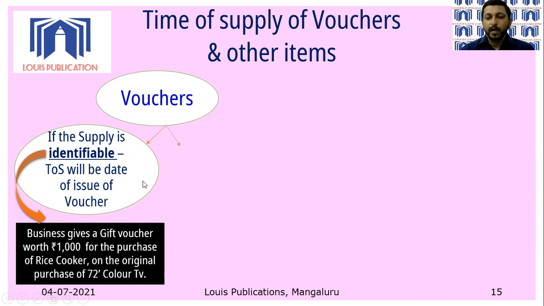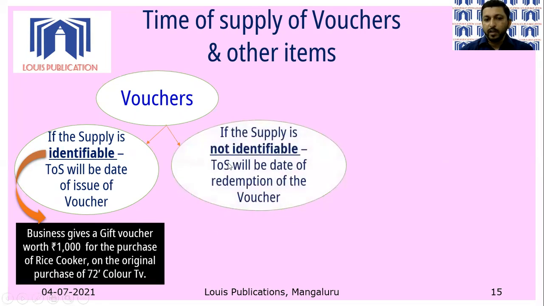Let's take the second part. The second part is, once again, a voucher, but if the supply is not identifiable, the time of supply will be the date of redemption of the voucher. When will we, the recipient of goods, redeem our voucher? Make use of that voucher.